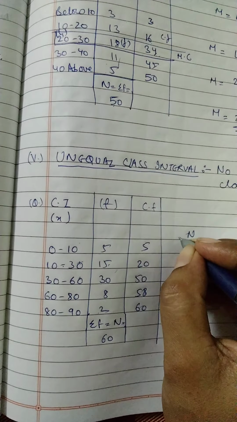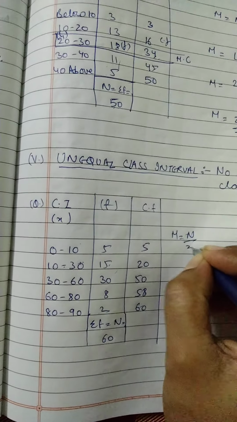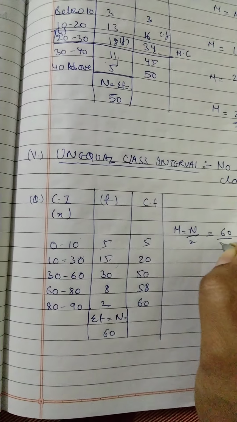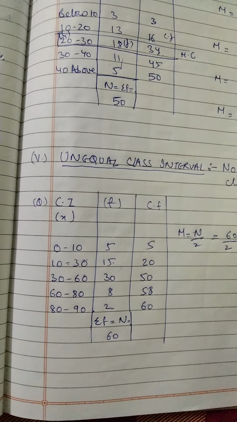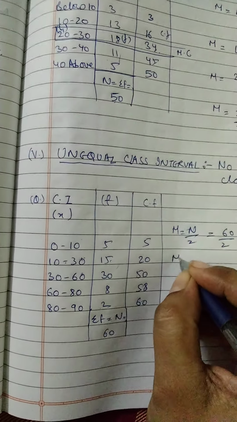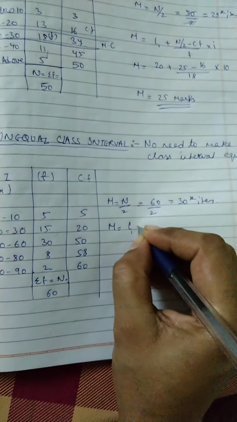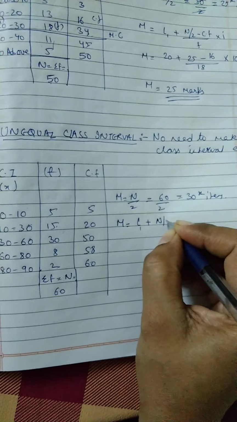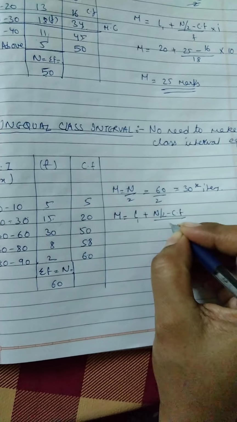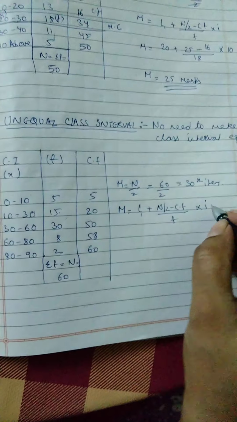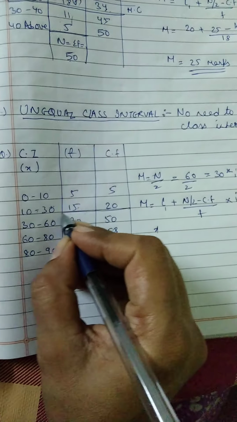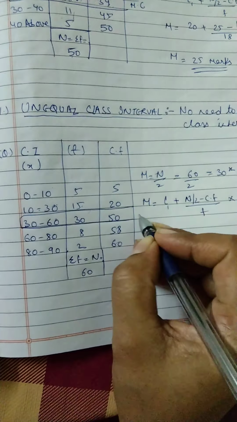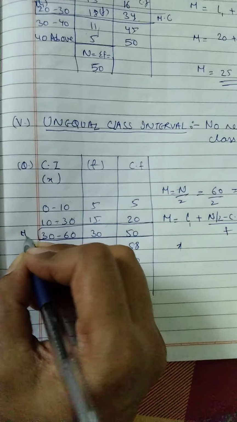Now find out M, equal to N by 2. So N is 60 by 2, that is 30. Done. Now calculate the big formula. Write down the formula, N by 2 minus CF divided by F into I. The same formula it is. So 30 will come in which class, into which median class? This. So this is my median class.